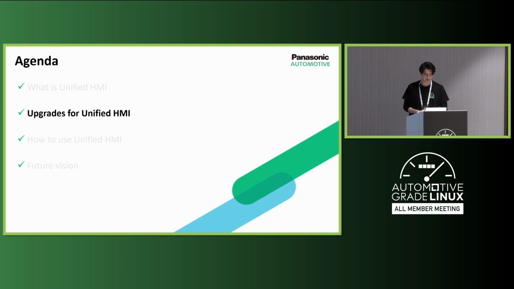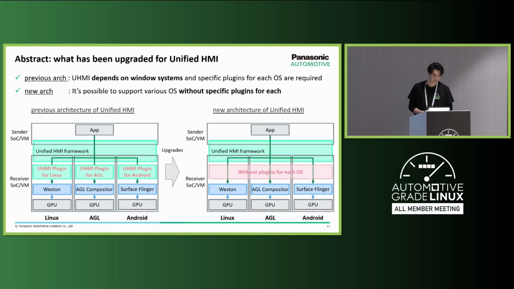Recently, we upgraded this unified HMI architecture to support different operating systems more flexibly. First, I will introduce the abstract of what has been upgraded for the unified HMI framework. In the previous architecture, on the left side, unified HMI depends on the windowing system to control layouts on the receivers. Therefore, if we want to support various operating systems, such as Linux, AGL, and Android, specific plugins for each operating system are required in the old architecture.